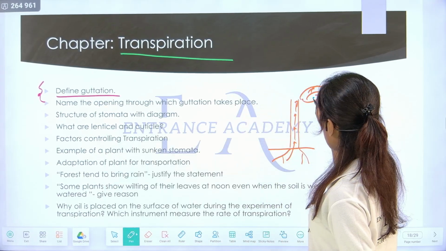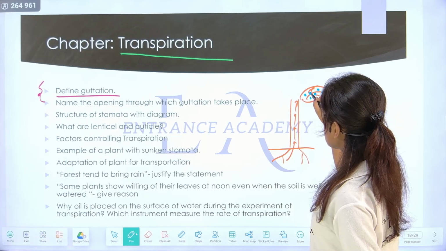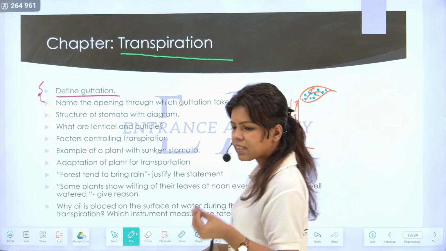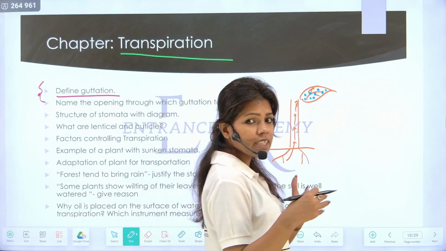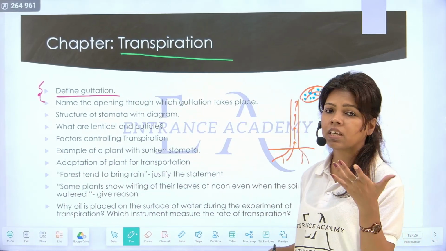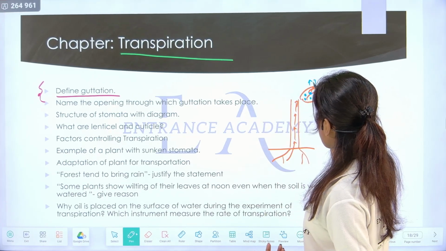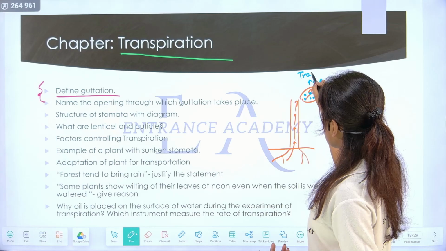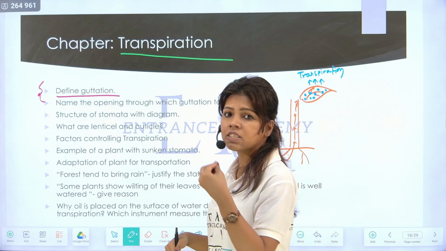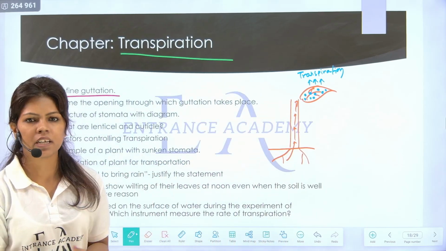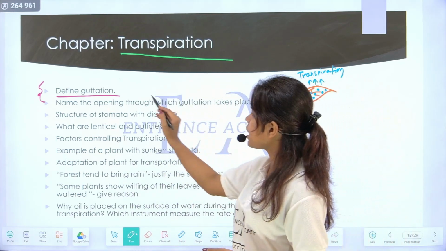Water will reach eventually to the surface of the leaf. Here the water will be utilized for the purpose of photosynthesis. It will make food molecules, and after that the excess water molecule will evaporate in the form of water vapor. This evaporation of excess water from the leaf surface, or from the aerial parts of the plant, in the form of water vapor is known as transpiration. In transpiration, the water vapor is released through the opening known as stomata, present on the epidermis of the leaf.